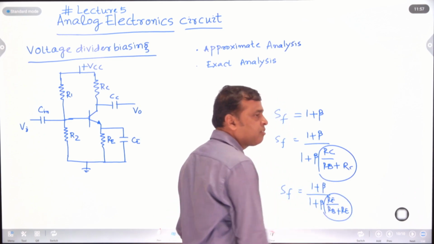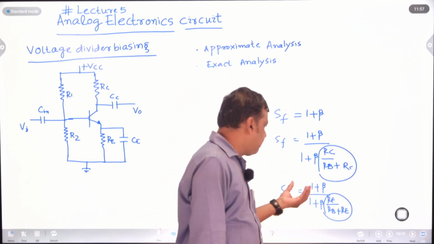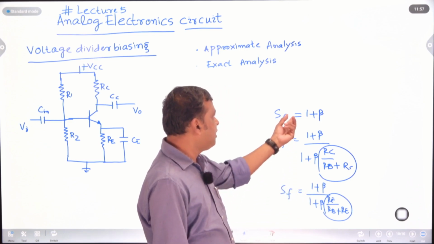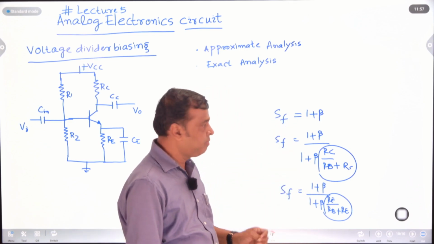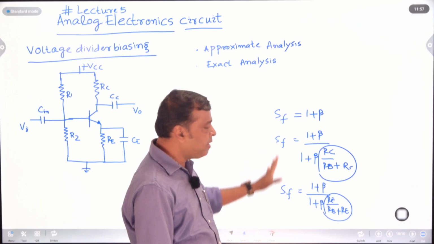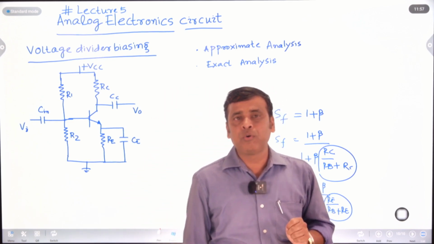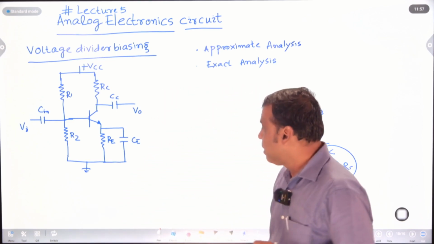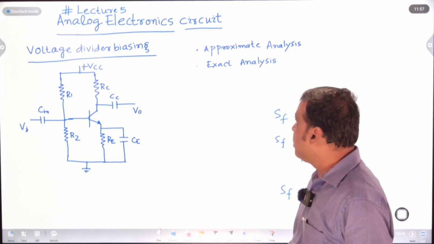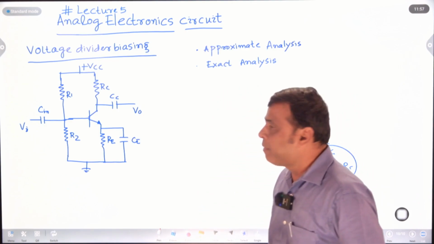This RE provides the stabilization, and this biasing is better than your fixed biasing and your collector to base bias. Already I told you these three biasing schemes in your previous lecture. So now today we will discuss voltage divider biasing.